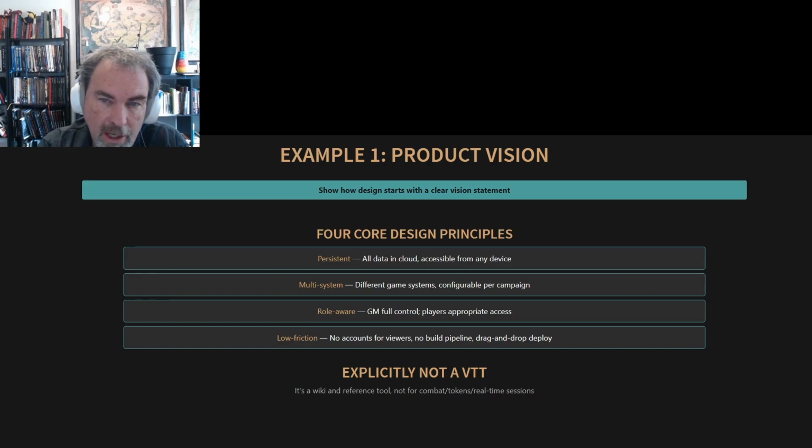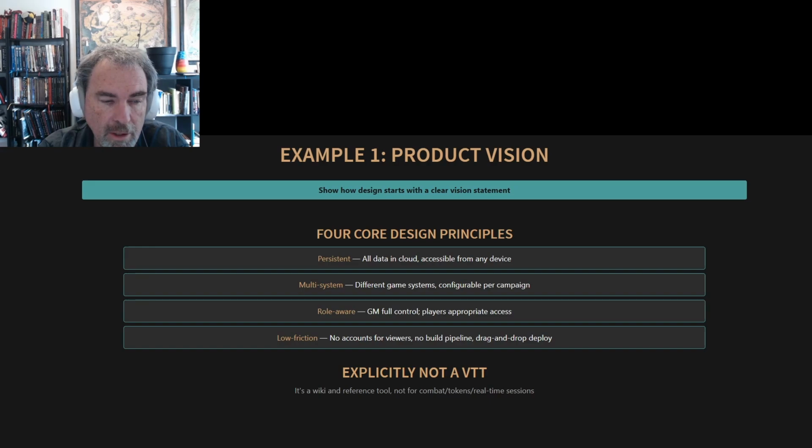In my case, the campaign vault must be persistent, so it's got to be available all the time. It has to be able to support multi-systems, so Pendragon, Coriolis, other game systems. It has to be aware of the different roles that people take within a role-playing scenario, so GM, player, and viewer. And it had to have low friction, so as easy as possible to deploy with the least technical complexity. So these four principles flowed into every architectural decision that we developed.